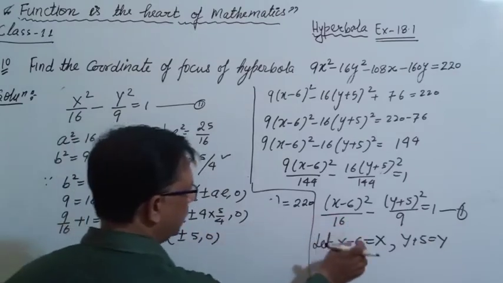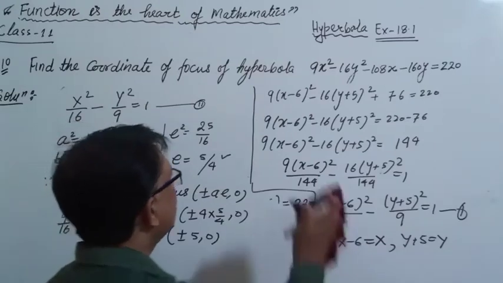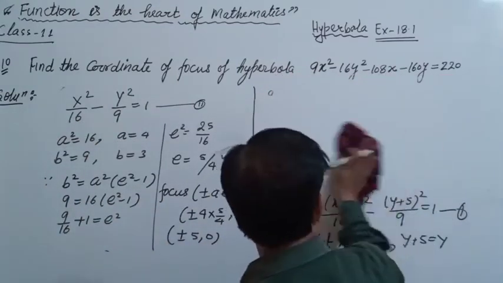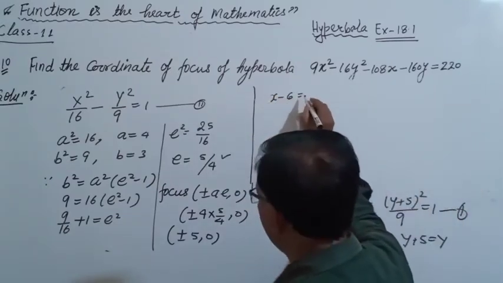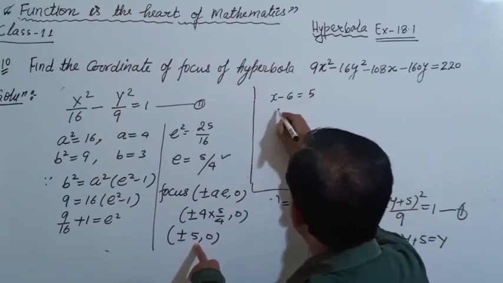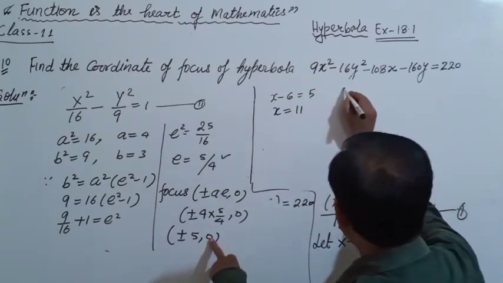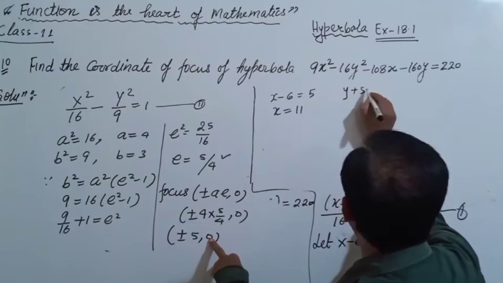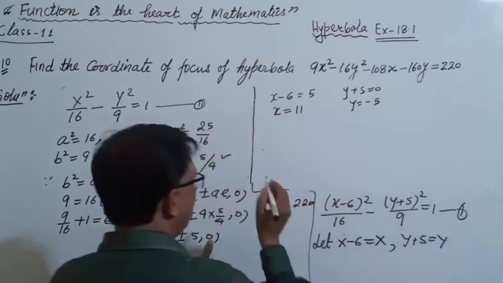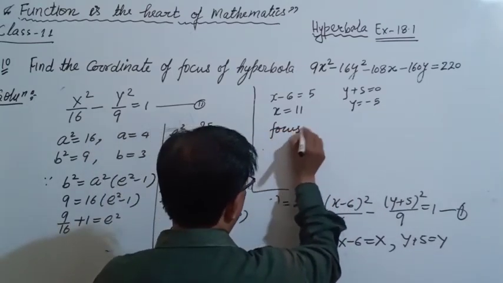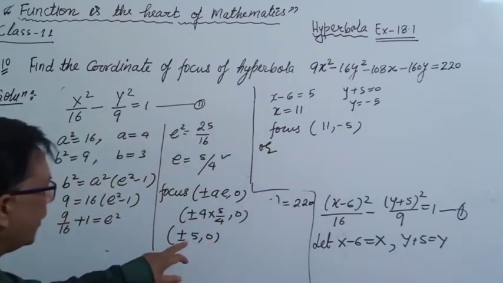Now we compare both of these. Here, in place of x, x minus 6 is written. In place of x we write x minus 6. So x minus 6 is equal to, we take a positive sign, plus 5, then x is equal to 11. And y plus 5 is equal to 0, so y is equal to minus 5. So focus is 11 comma minus 5. Or now we take a negative sign.